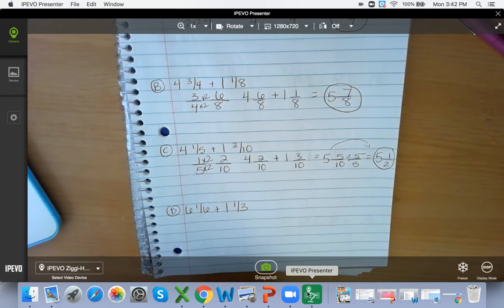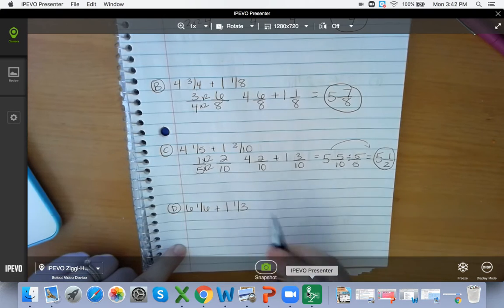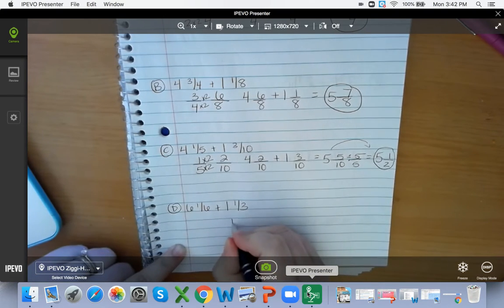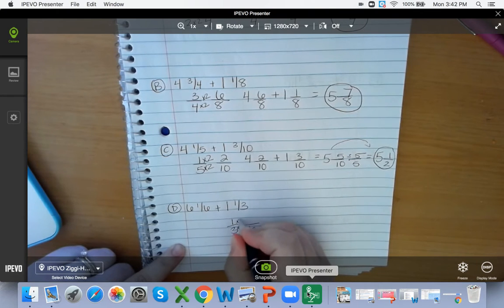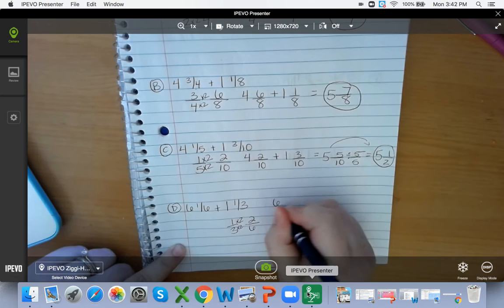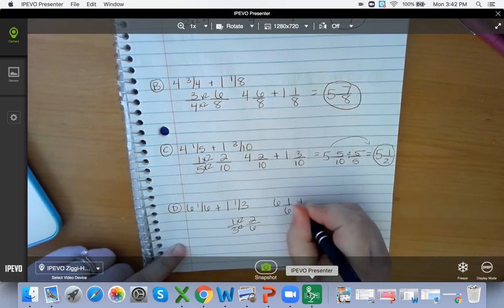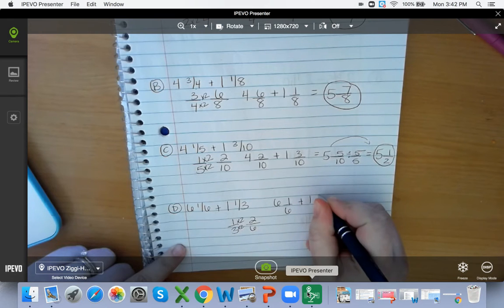All right, let's do our final one for today. 6 and 1/6 plus 1 and 1/3. 3 can go into 6, so I'm going to make this guy a 6. To do that, I multiply by 2. So now I've got, let me rewrite it over here, 6 and 1/6 plus 1 and 1/3.